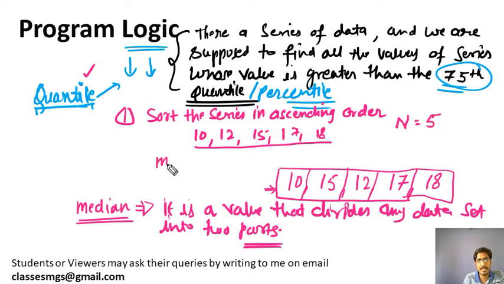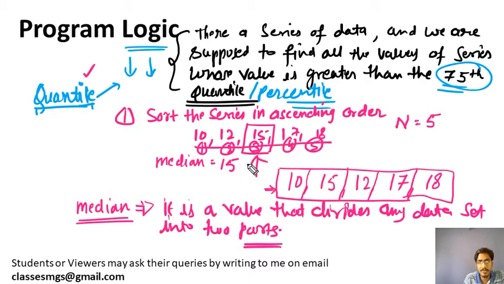Then how is the median calculated? Median is the middle element. This is the first element, this is the second, this is the third, this is the fourth, this is the fifth element. Which is the middle element? The middle element is 15. So the median is 15. This is the median value.